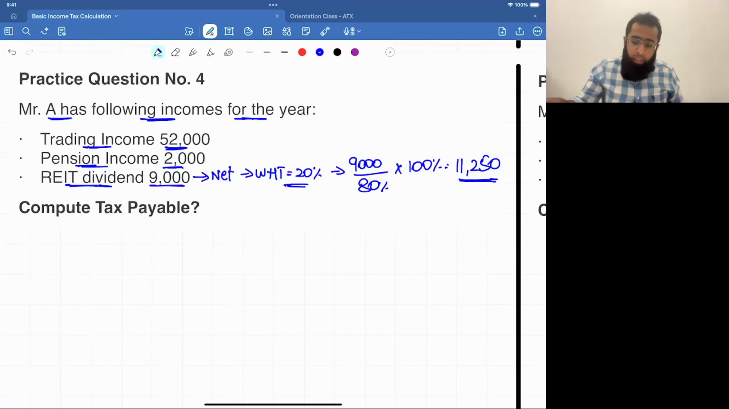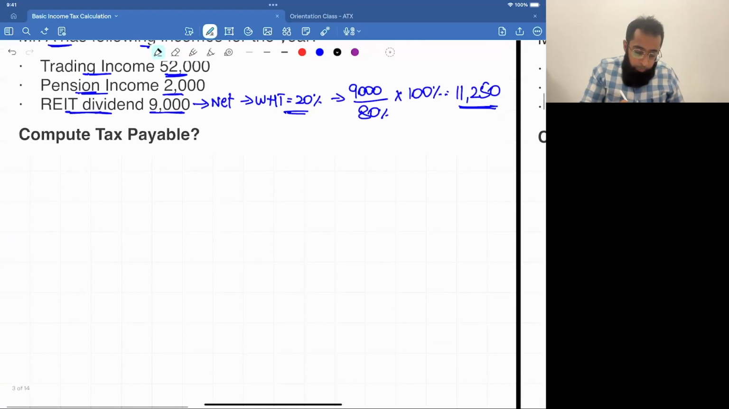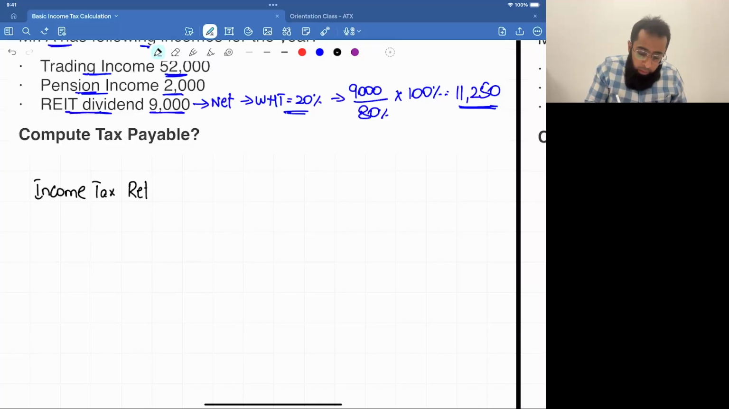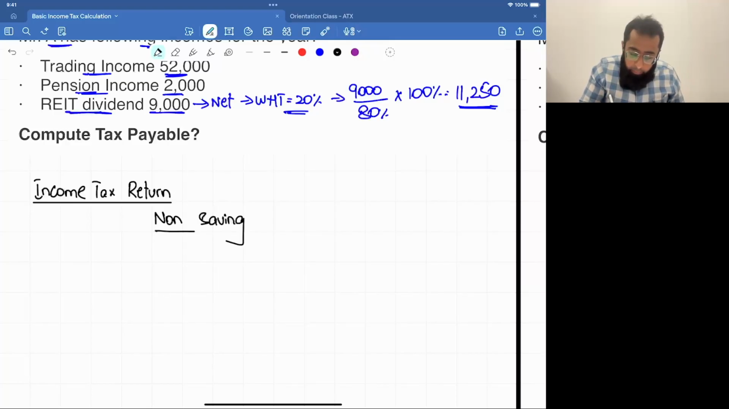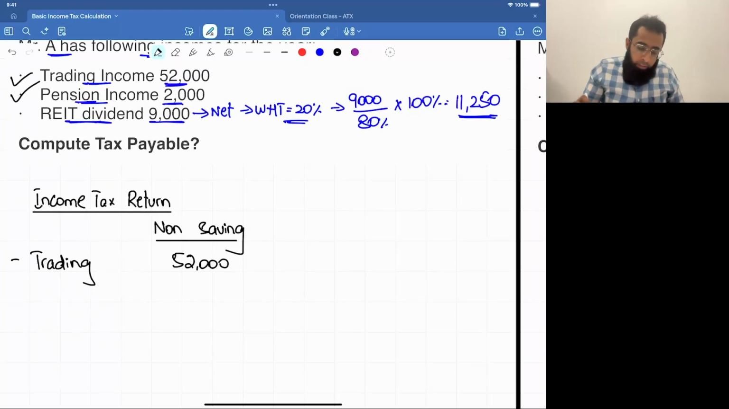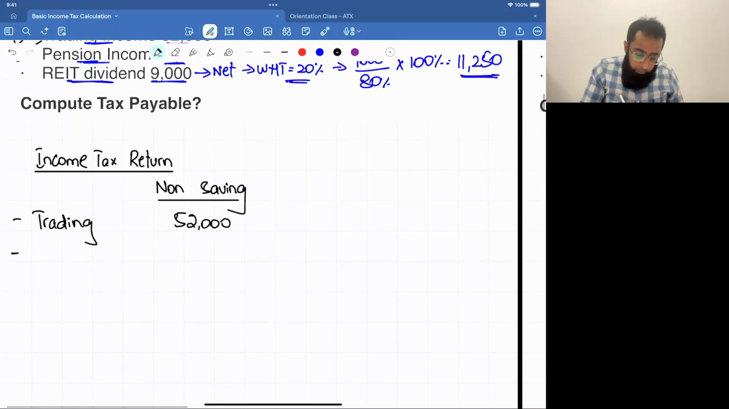Just listen to me how it works. Let me teach you. You make your income tax return. All three incomes are non-saving. There is no interest income or dividend income. Trading income, how much? Trading income is 52,000. Pension income is 2,000.